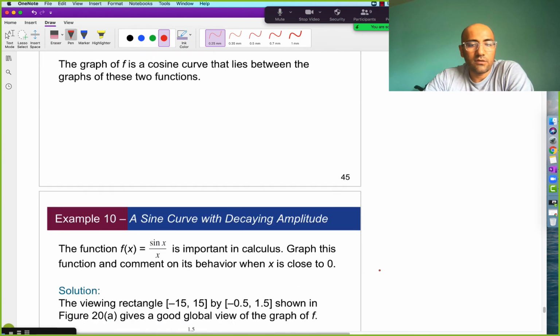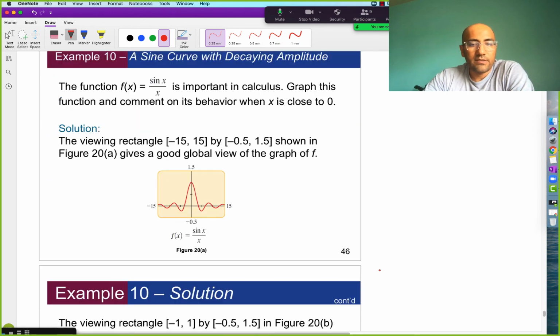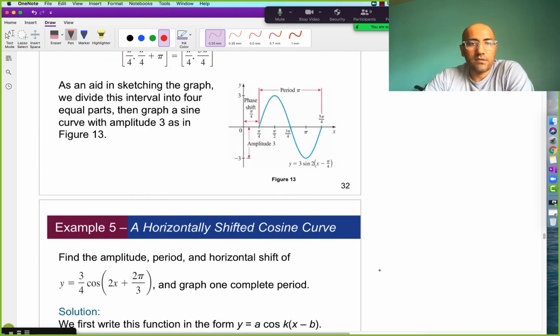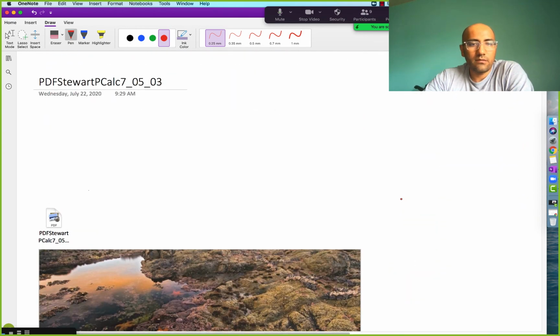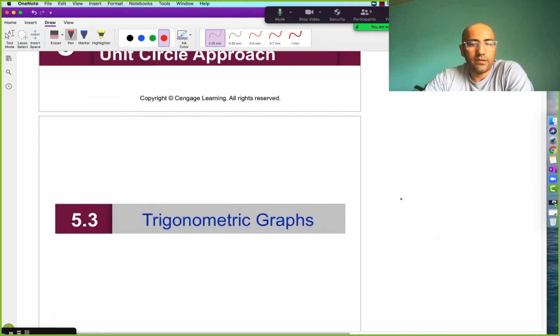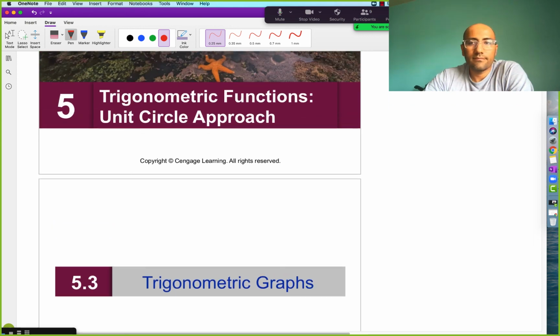And that's pretty much all we need to do for this section. Okay, this is a good place to stop. This is the end of section 5.3. Yeah, 5.3. Are there any questions on anything? No? No? No?